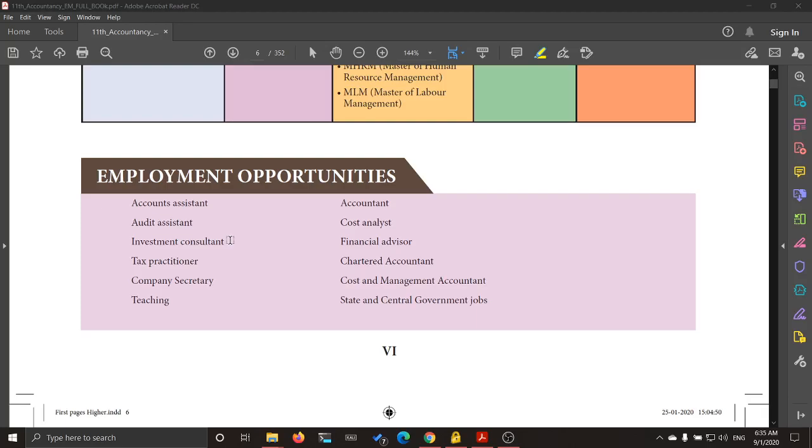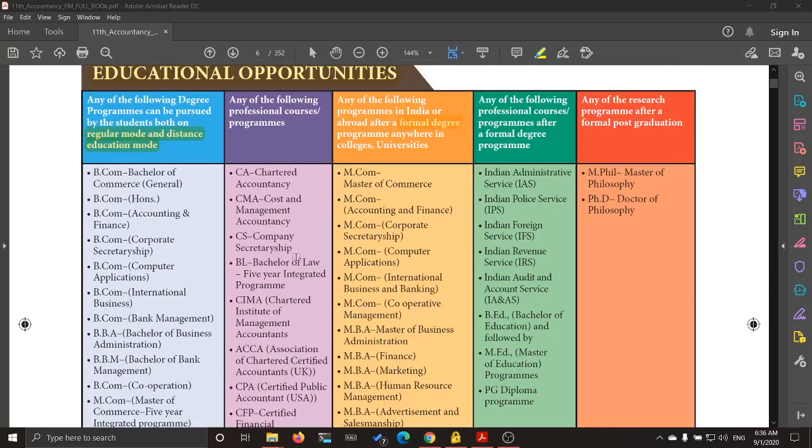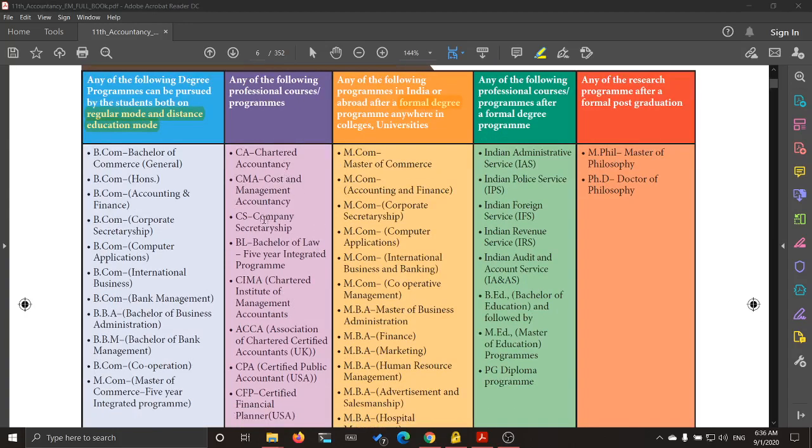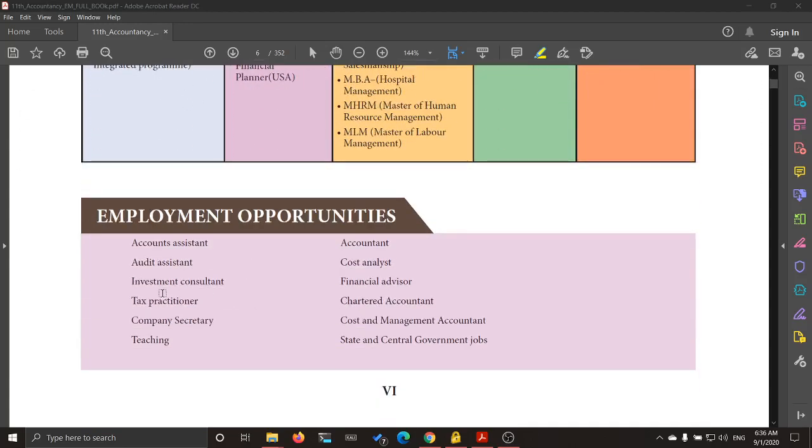Next, tax practitioner. You can practice as a tax practitioner. You can guide them on how to file the returns, and what are the various ways you can invest so as to reduce your payment of tax. All that you can guide the common people. Then company secretary. This is what I told you after you complete your professional course. You complete your professional course, you can become a company secretary, CS.